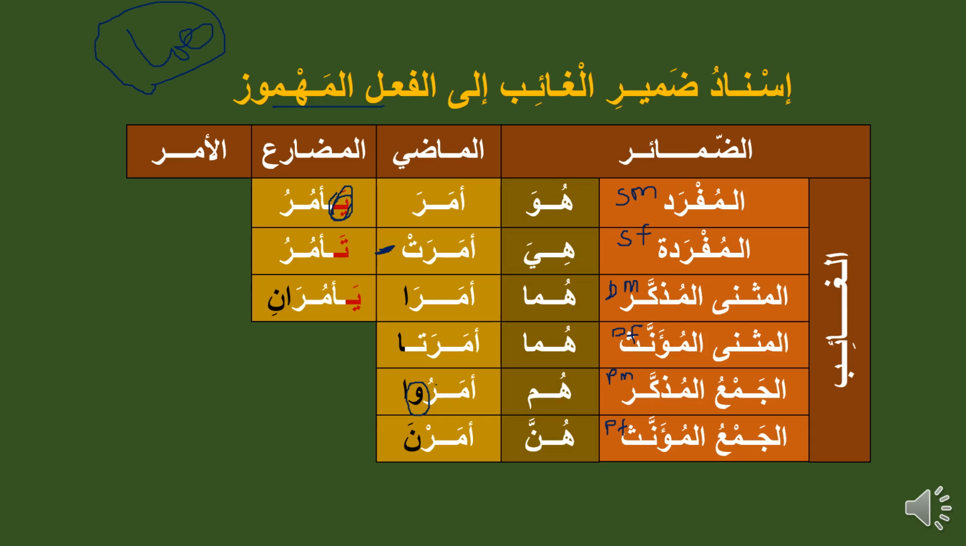The next one, we have Ya'muran. In the case of the dual masculine, Ya'muran, you can see the ya, you can see the alif and nun. We also have Ta'muran, by adding alif and nun to the singular feminine. Adding alif and nun to singular feminine is going to give us what? Dual feminine.